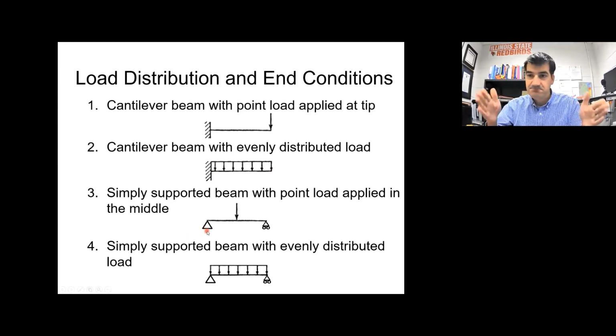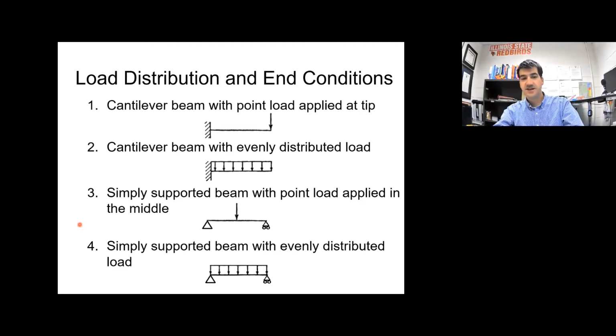That just means it's just resting on these 2 points at the end of the span. So this is the beam, and this simply supported beam has a point load applied in the middle, and this simply supported beam has an evenly, uniformly distributed load throughout the span of the beam. So those are our 4 different situations that we're going to consider.